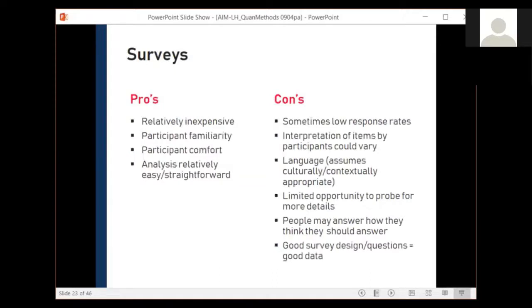A major advantage of surveys is that both adults and youth are used to giving their opinions and views and reporting behaviors in surveys. So we can often get the kind of information that we want. Also, they're inexpensive and pretty straightforward to summarize responses.